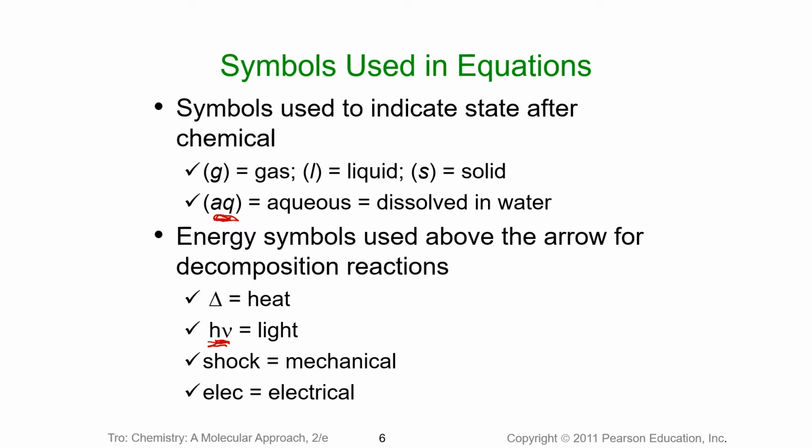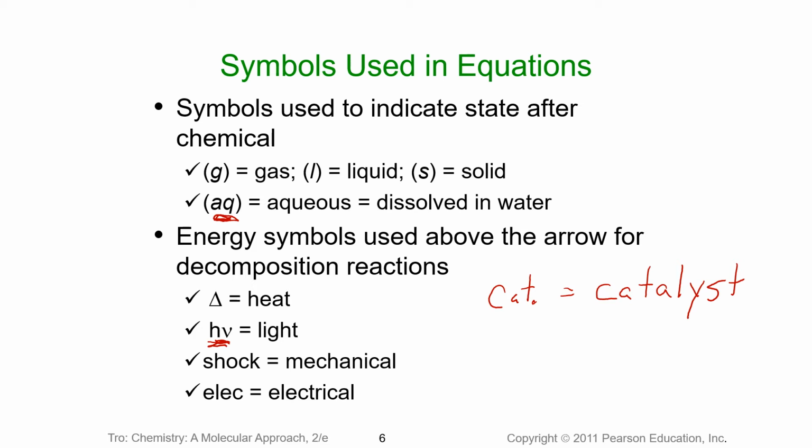H nu, and we'll learn more about why it's H nu in later chapters, but that is the addition of light in order to initiate our chemical reaction. We can have shock or electrical energy added. Another one that you might see is the word cat, which stands for catalyst.